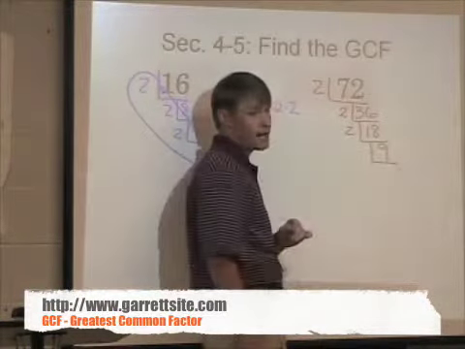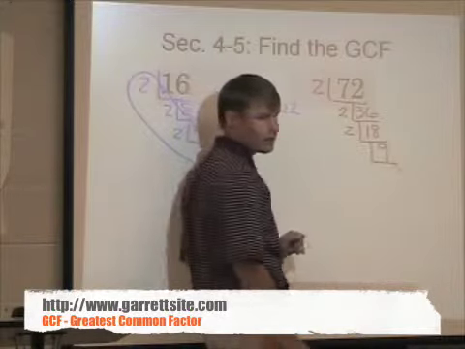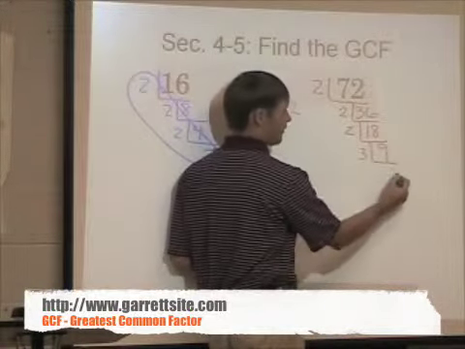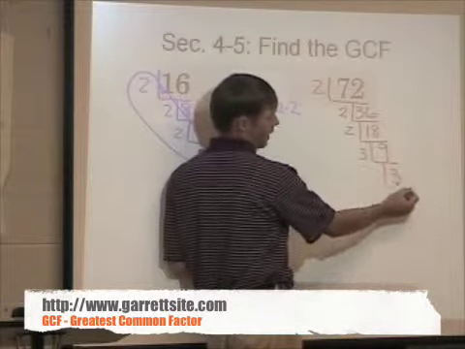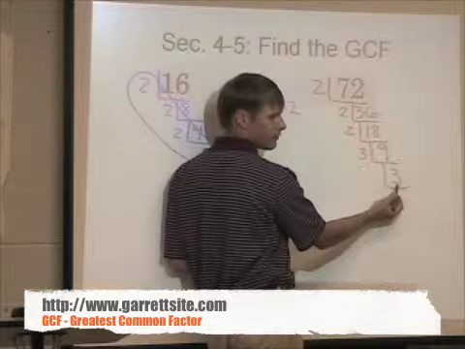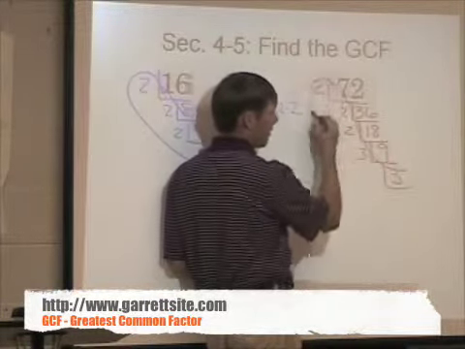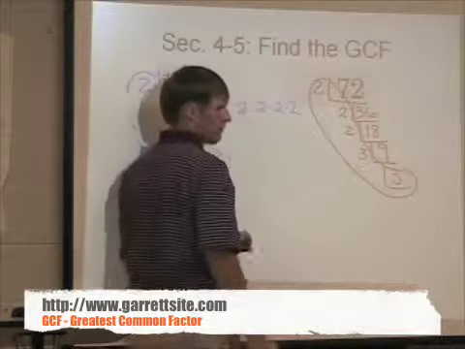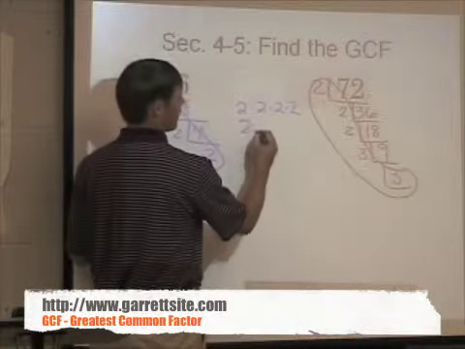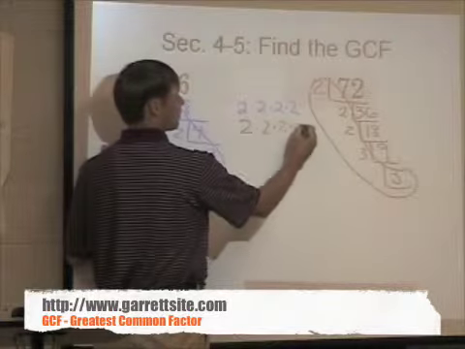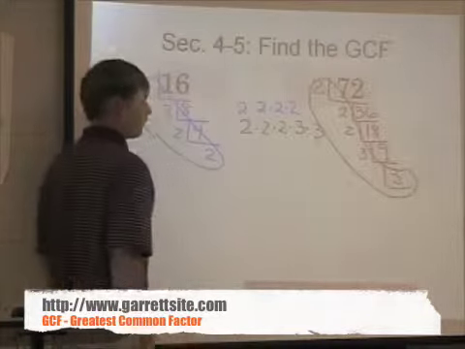Will 2 go into 9? No, because it is not even. But 3 goes into 9 3 times. Now I've got a prime number here, so I stop. These are my factors of 72: 2 times 2 times 2 times 3 times 3. Those are my factors.